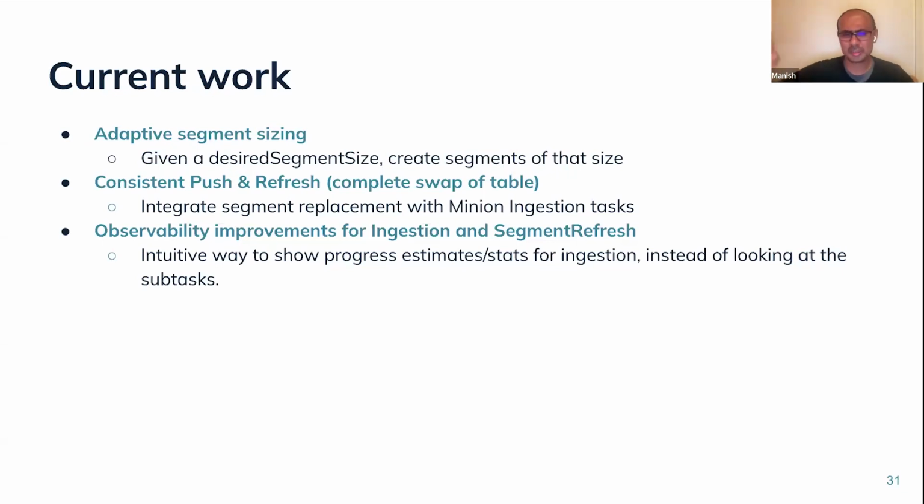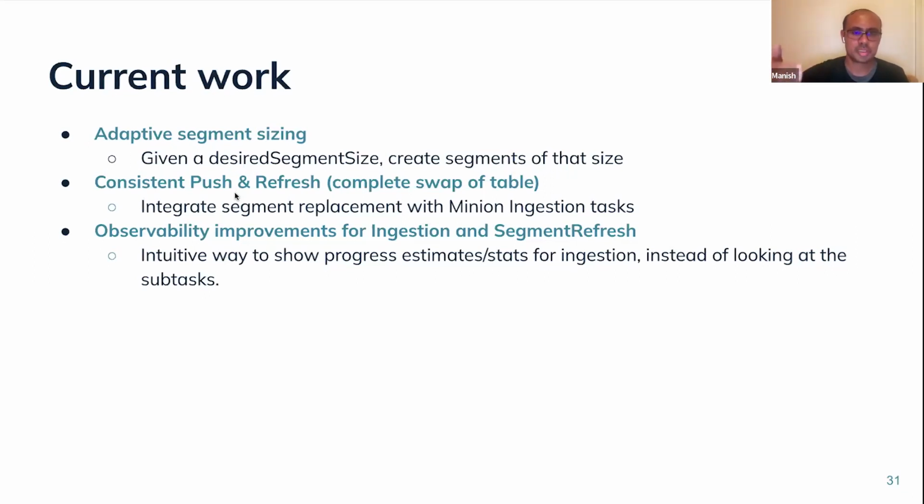So at StarTree, we worked on a feature where you can set the desired segment size. This is something that's available on the real-time side actually. So I can say that I want the segment to be of like 200 meg, and set the size, and then we have an adaptive way to figure out how to get to that size. So we developed that feature.